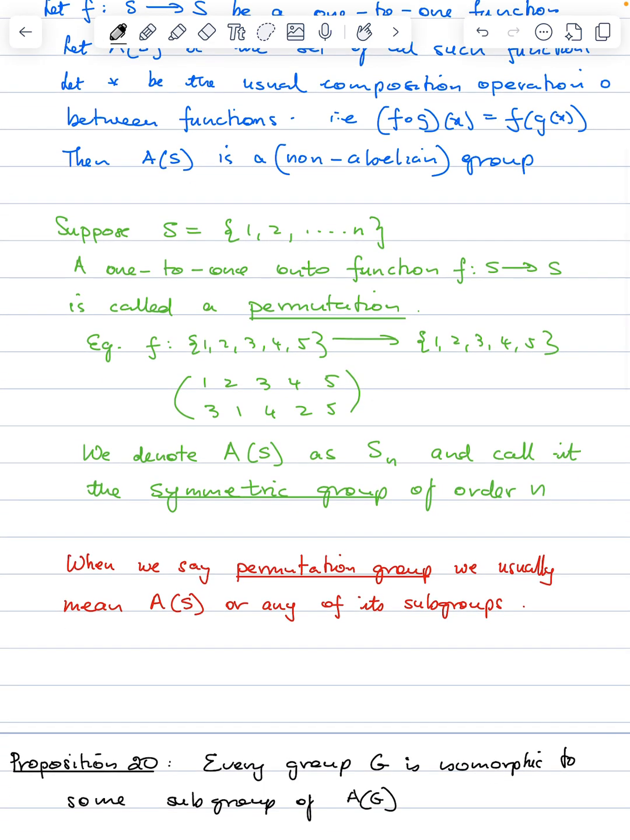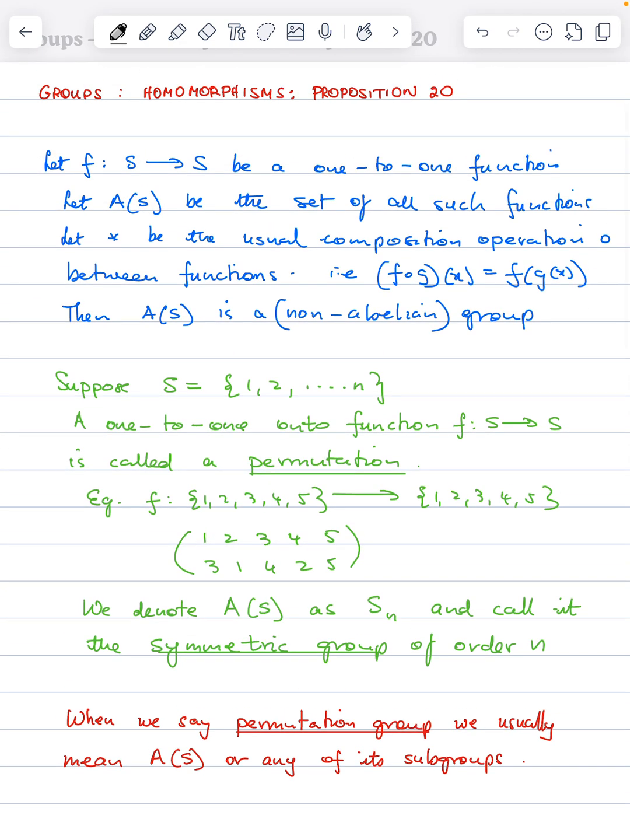Proposition 20 states that every group G is isomorphic to some subgroup of A of G. It's a very powerful result. It essentially shows that any group that you can think of will be sitting inside the permutation group A of G. Okay, let's review some notation.